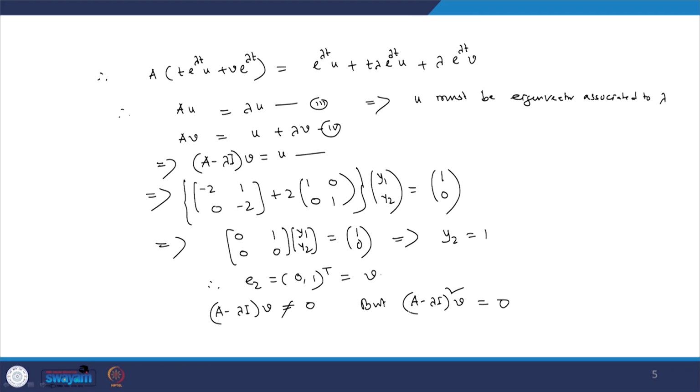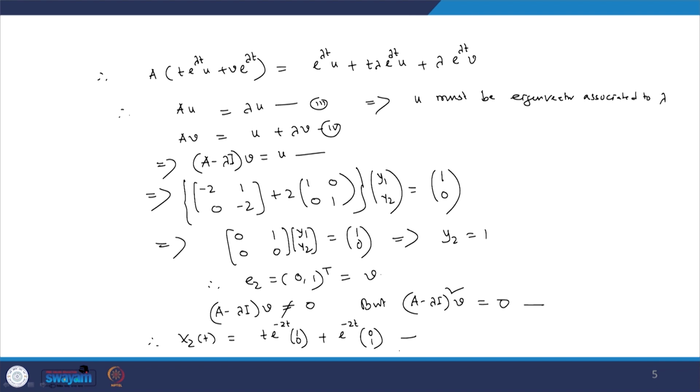Okay, so that is why (A minus lambda I) whole squared operating on V equals 0 here. And so I can write down my second solution x2(t). X2(t) I have written, it is basically t times e to the power minus 2t times u1, that is your (1, 0), plus e to the power minus 2t times (0, 1). So this is my second solution.